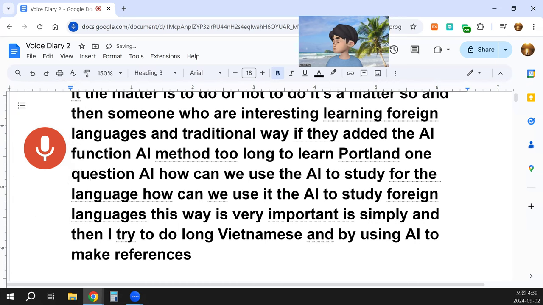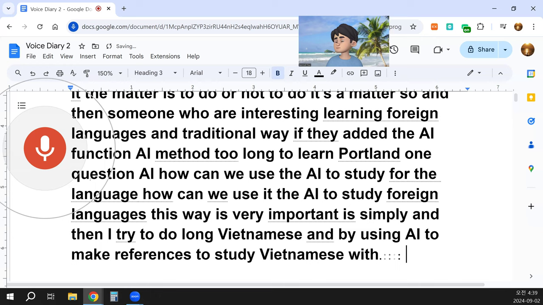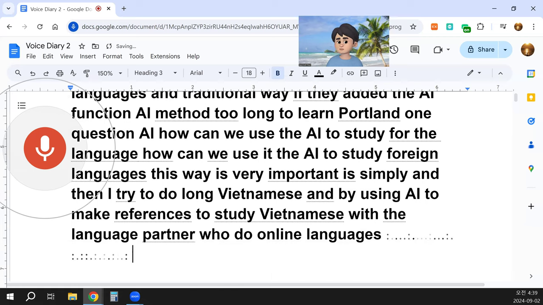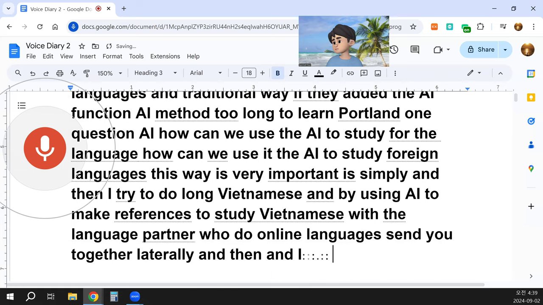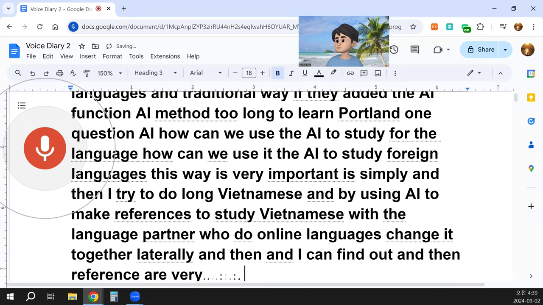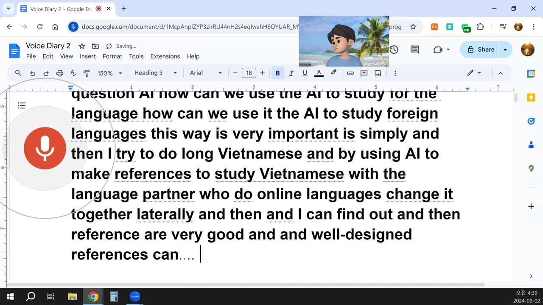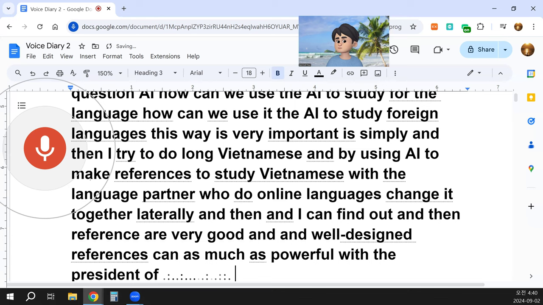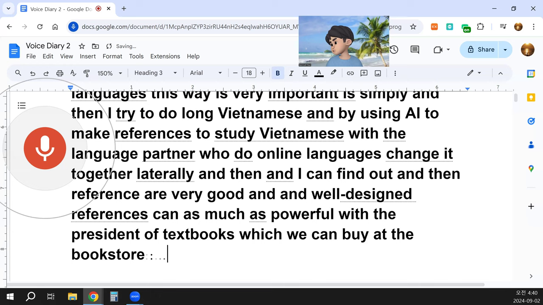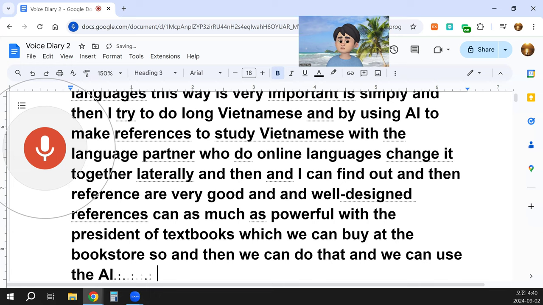to study Vietnamese with the language partner who does online language exchange together regularly, and I can find out that references are very good, and well-designed references can be as powerful as the traditional textbooks which we can buy at the bookstore. So we can do that. And we can use AI when we get the references.